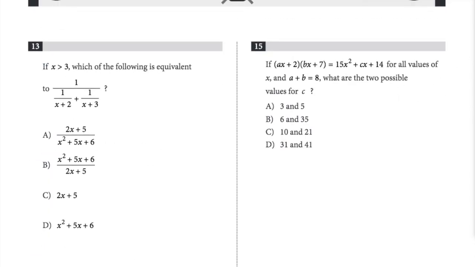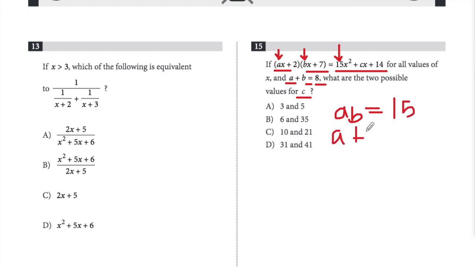So here we're given an equation where we're not sure what the A and B values are, but it equals this, and we know that when you add A and B, it should equal 8. What are the two possible values of C? The best way is to find what values would work. Remember, A times B should give you 15, but also A plus B should give you 8. So you have to find values that work, and I think the best values in this situation would be 3 and 5, because 3 plus 5 is 8, and 3 times 5 is 15.